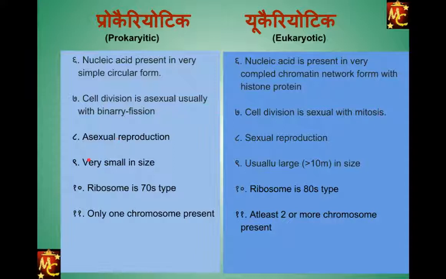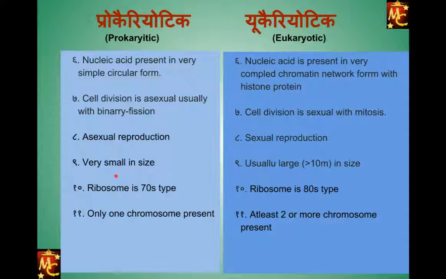Anyway, the next one is size. Prokaryotic cells are very small in size because they are usually made up of a single cell, and eukaryotes are usually very large because they are made up of billions of cells. A human body is an example. We have billions of cells, and sometimes they are very large, for example 10 meters, like many plants.